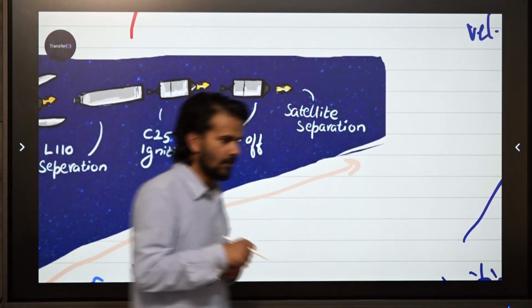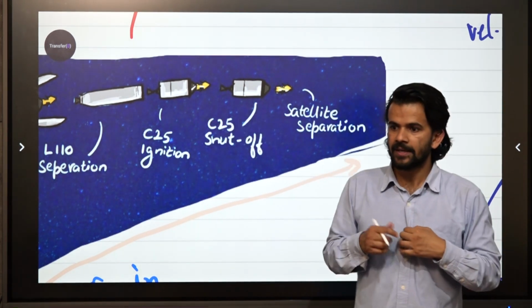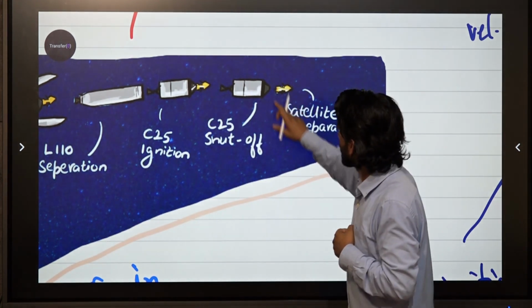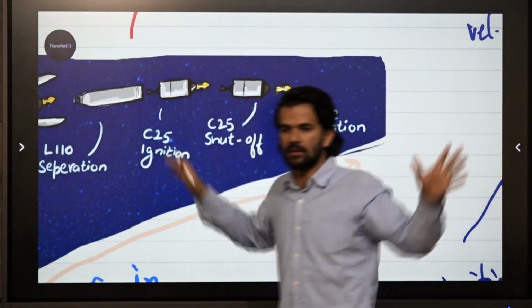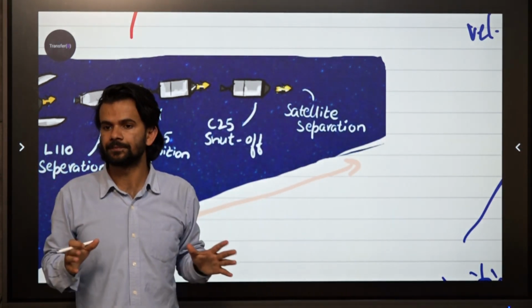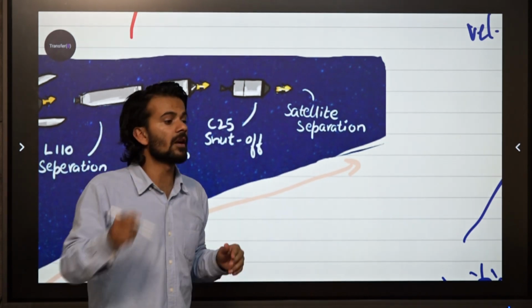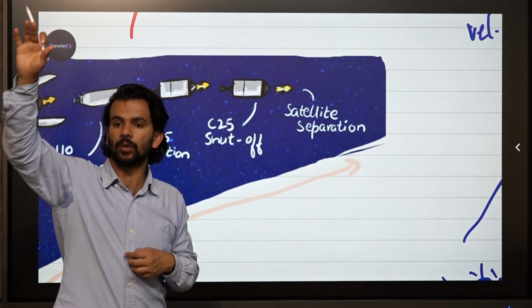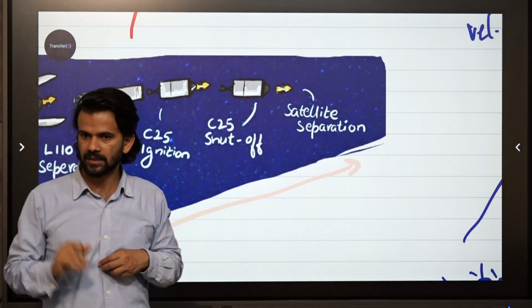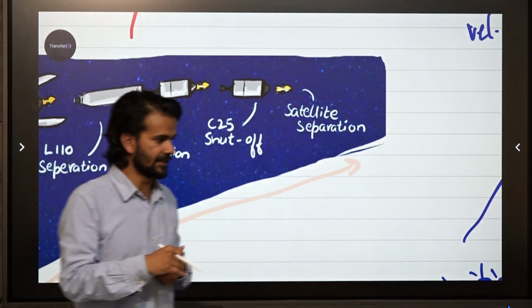Right now, as we are talking, the only part that is revolving around the Earth is this part. Everything else has left off. It will revolve around the Earth for another few days, and then it will start traveling towards the moon at the right time. The right time is decided.